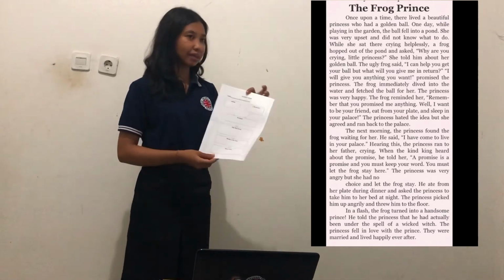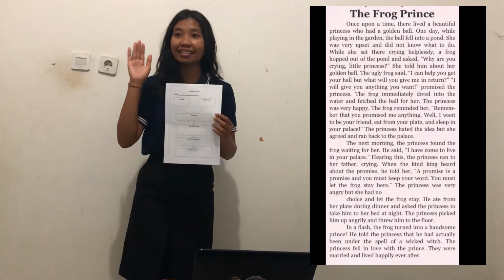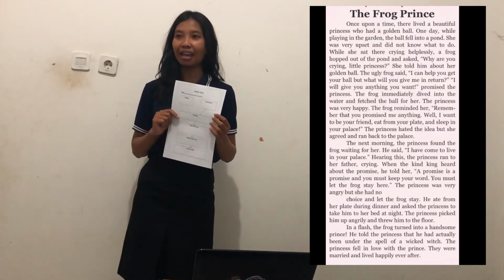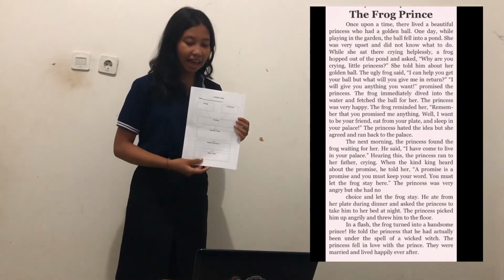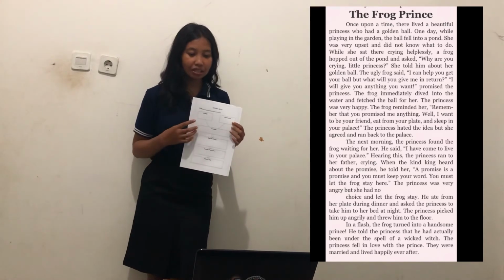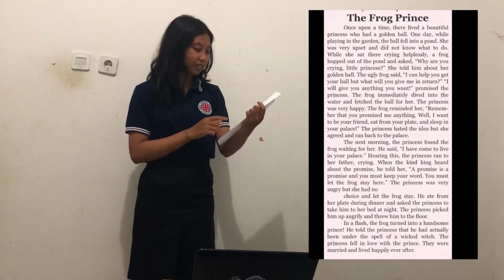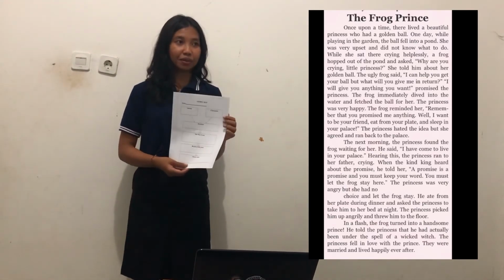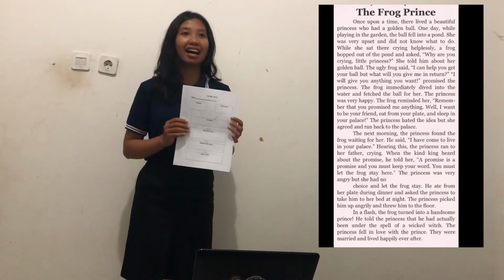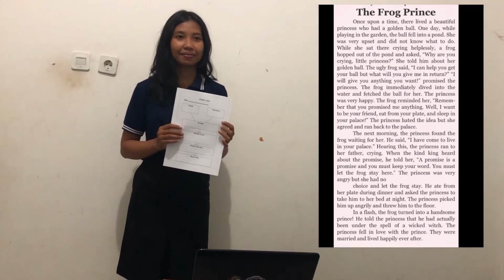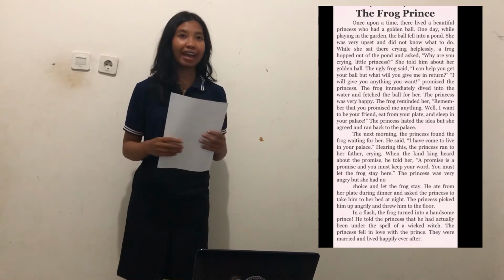For the next, what is the problem of the story? The princess dropped her golden ball into the pond. Okay, that's correct. Yes, the problem is the princess dropped her golden ball into the pond. Right. For the next is the plot event. Who would like to summarize the plot event of the story? Okay, Arya. The princess met the frog that turned into a handsome boy and they married, ma'am. Thank you, Arya. That's very correct. Give applause to your friend.